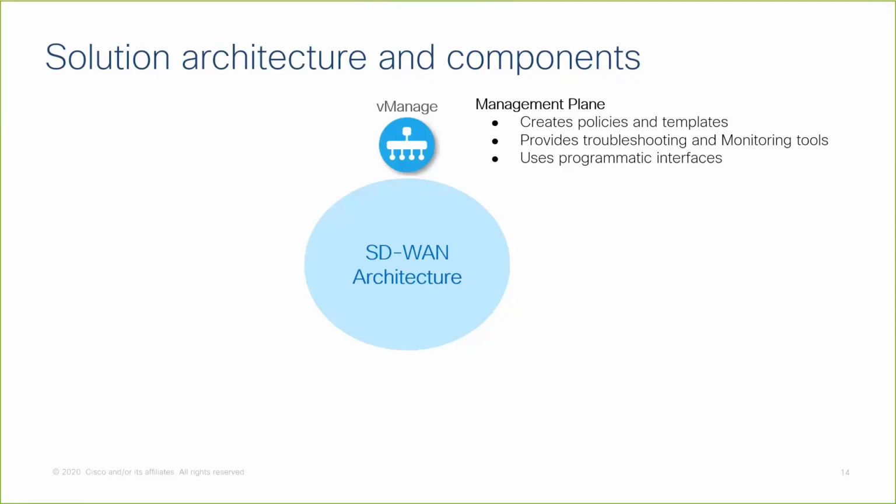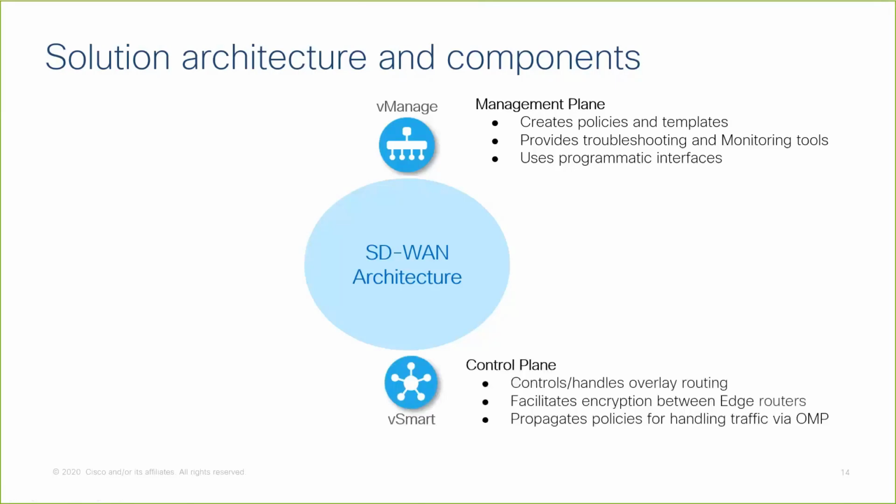Our second element would be vSmart. vSmart is our control plane node. It handles everything that has to do with routing. It calculates which one is the best route. It hosts the state of the network, it hosts all the routes, and then distributes all these routes using Overlay Management Protocol, the control plane protocol for the solution.